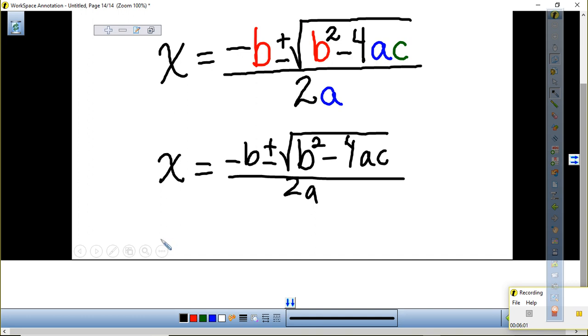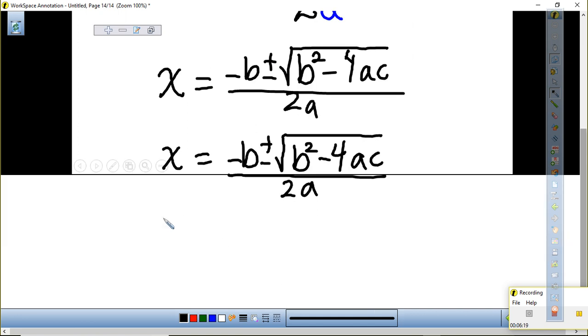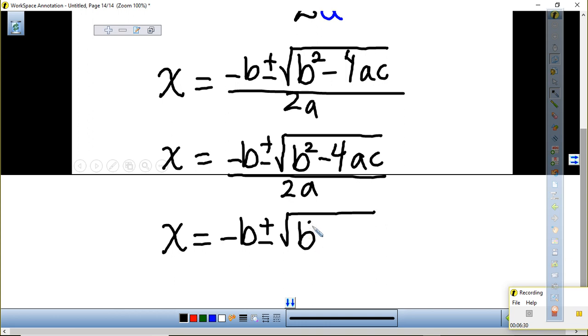On 3. 1, 2, 3. X equals minus B plus minus square root B squared minus 4AC over 2A. One more time on 3. 1, 2, 3. X equals minus B plus minus square root B squared minus 4AC over 2A. Okay? Turn your paper over.